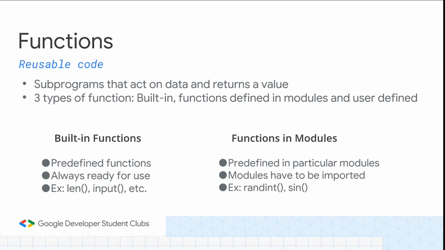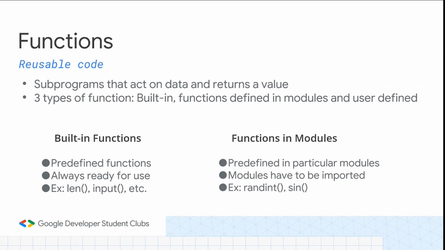So functions. Basically, Python functions are a block of code that can be reused. It's a subprogram that acts on data and returns a value. So you can either print a value out or return a value which can be used later on.